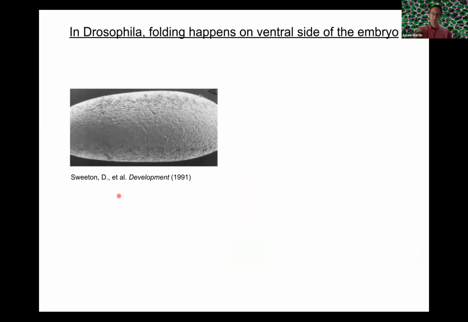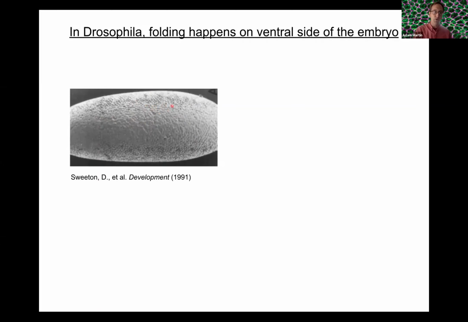Luckily for us, epithelial folding also happens in some really powerful model systems to study development, such as the fruit fly Drosophila. What's shown here is a Drosophila embryo. It's an ellipsoid-shaped embryo that's about 0.5 millimeter long, and this is about 2 hours and 45 minutes into development. You can see at this developmental time point, the surface of the embryo is relatively smooth.